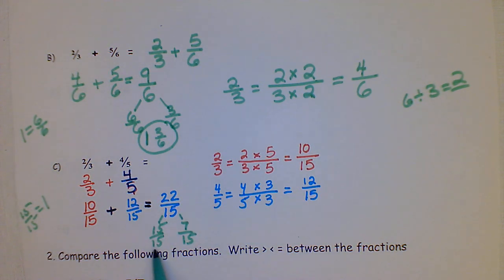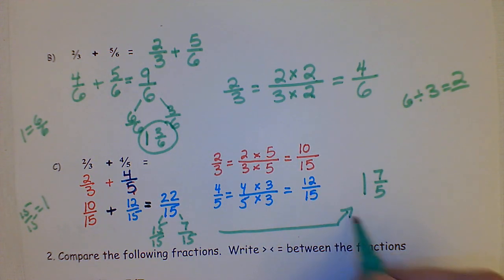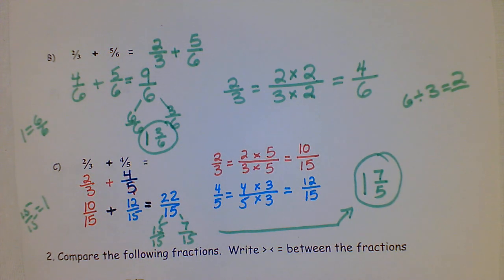Now what I know is that this 15 fifteenths is equal to 1. I'm just going to write it over here. And then I keep my 7 fifteenths. I'm going to go ahead and give us a little arrow over to there. And so this is going to be my answer for this one. So it's 1 and 7 fifteenths.